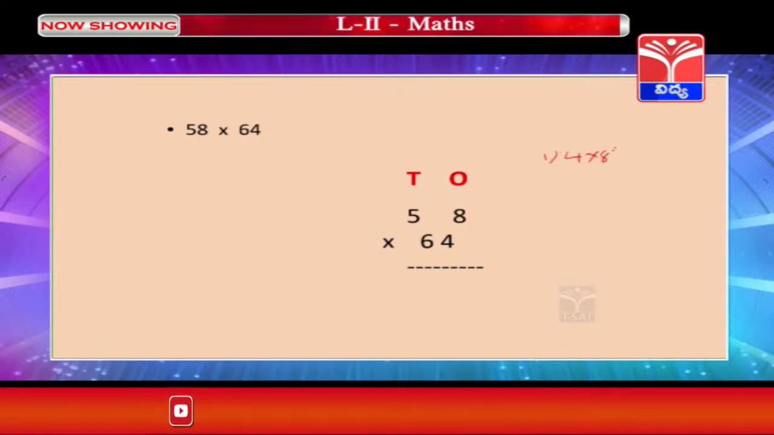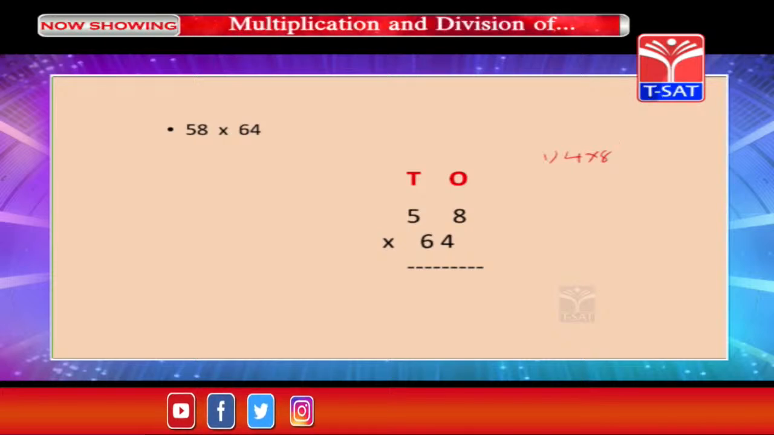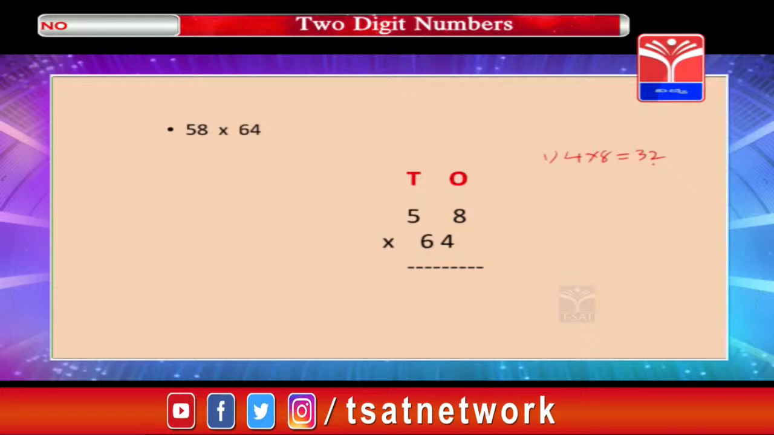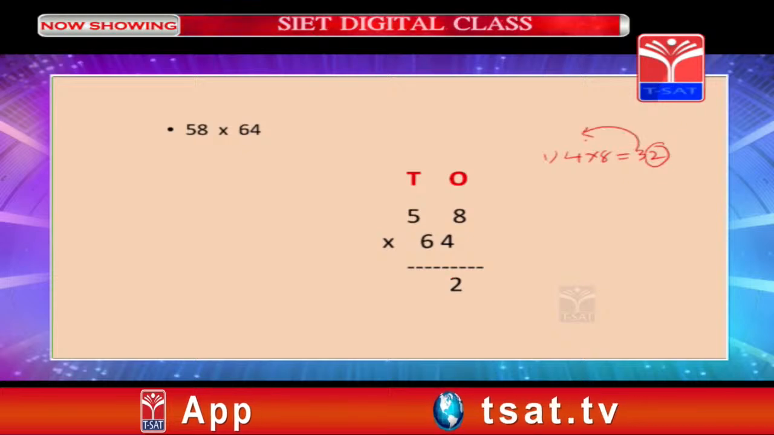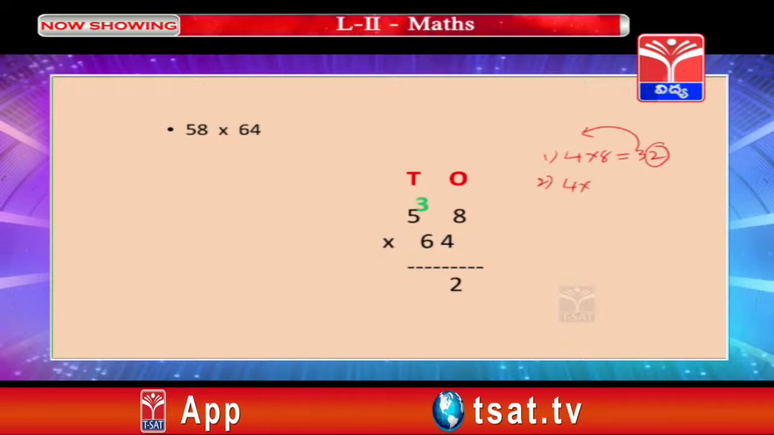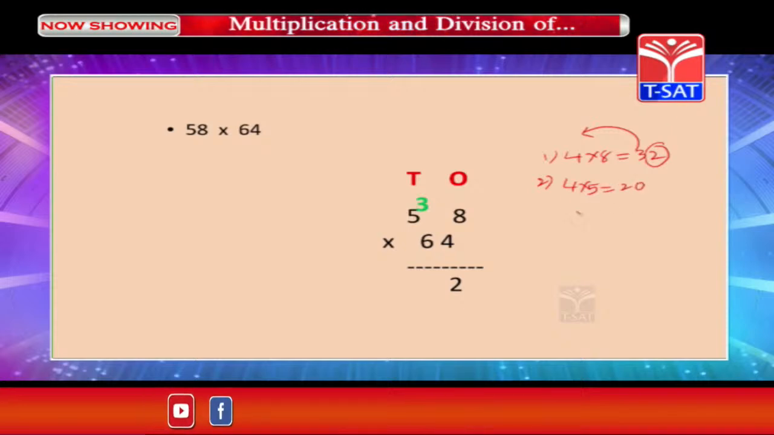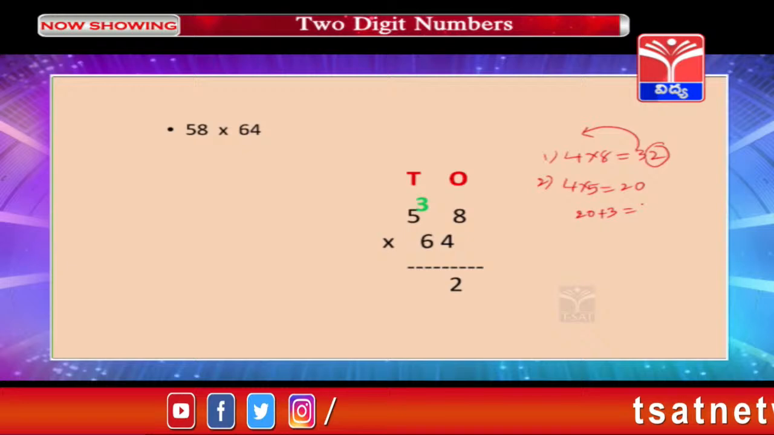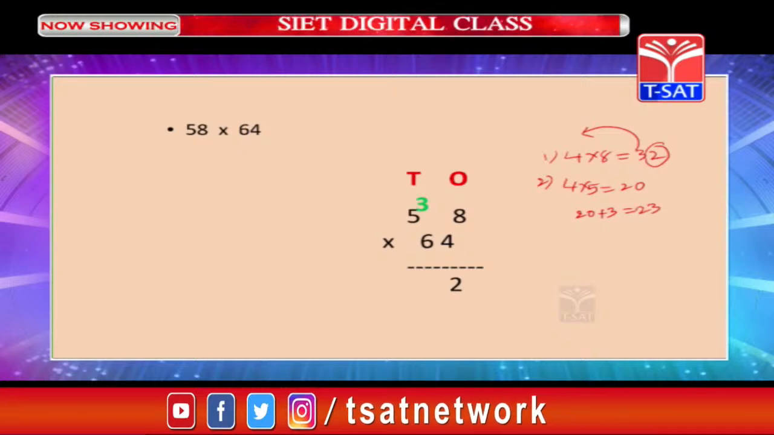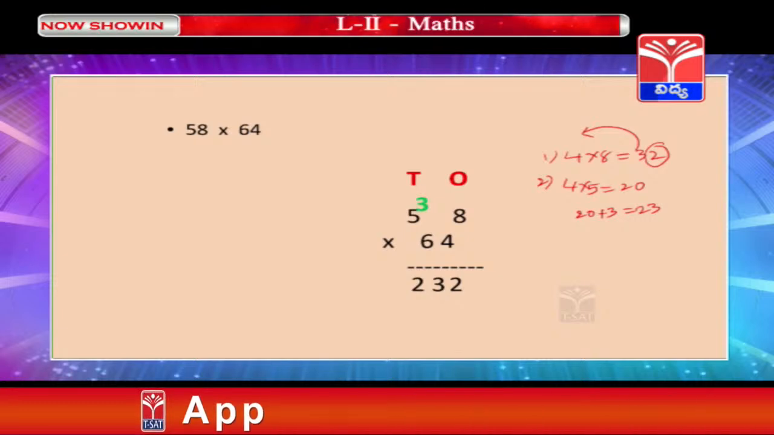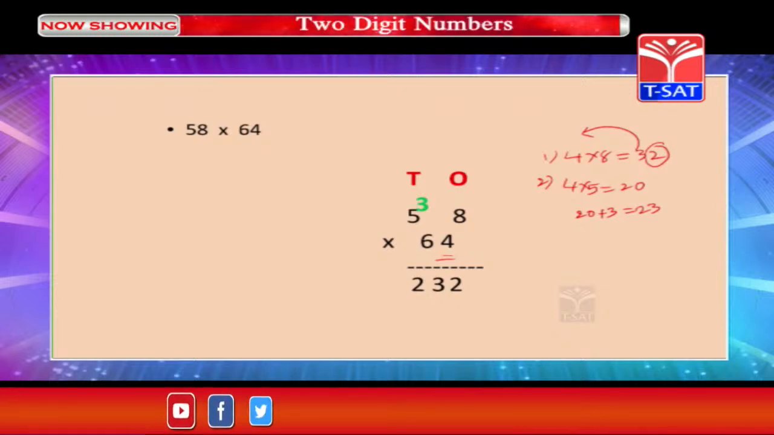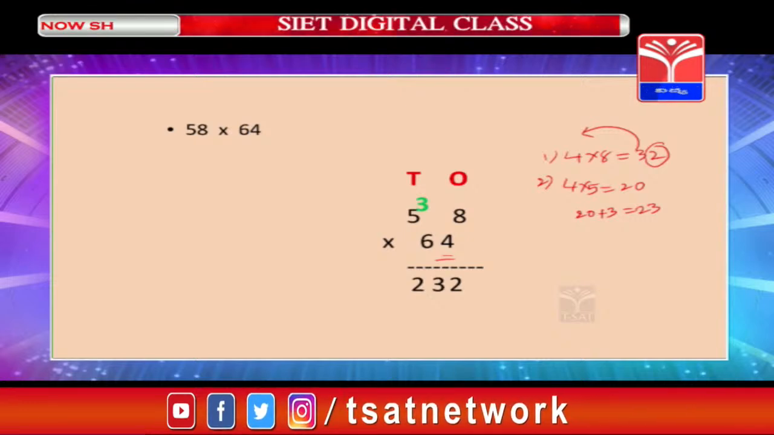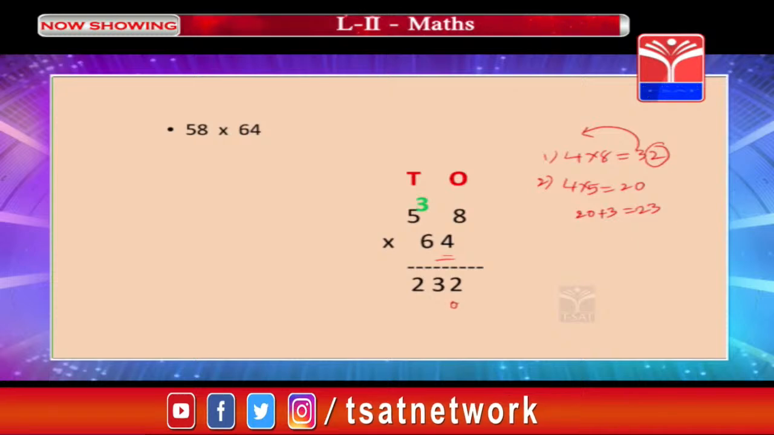multiply 4 with 8. So, 4 into 8 is 32. We get 32. From 32, 2 will be written in the resultant place and 3 will be moved as a carry. Second step, 4 into 5 equals 20, and 20 will be added with the carry forward 3, so we have 23. This 23 we can write in the resultant. And after that we have to multiply with 6 also. 6 is in the tens place, so it has the place value 60. So, we have to put 0 or a cross here, right?